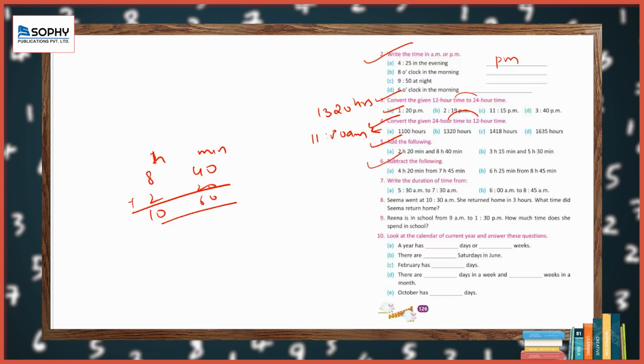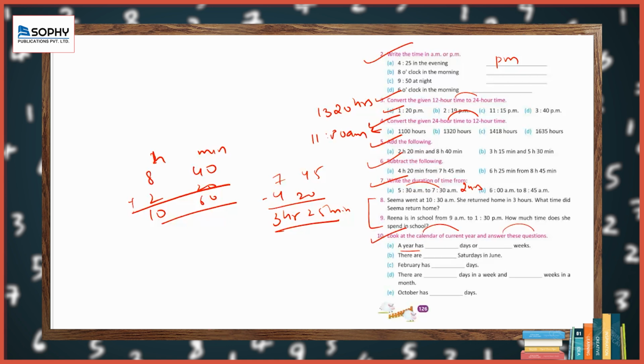In the next one, we have to subtract the following, students. So when we subtract them, it becomes 7:45 minus 4:20. So it becomes 3 hours 25 minutes. In the next one, we have to write the duration of time from this to this. That is, very good, students, 2 hours. In the 8th and 9th parts, again, students, you have to tell the time duration. Now in the 10th one, look at the calendar of the current year and answer these questions.